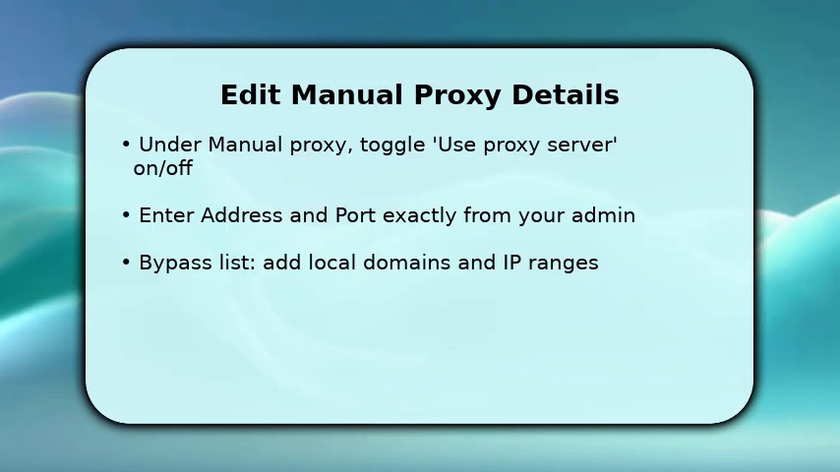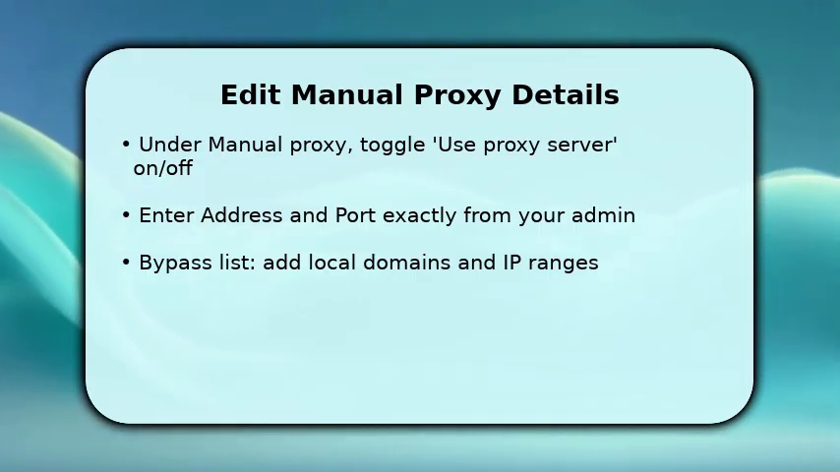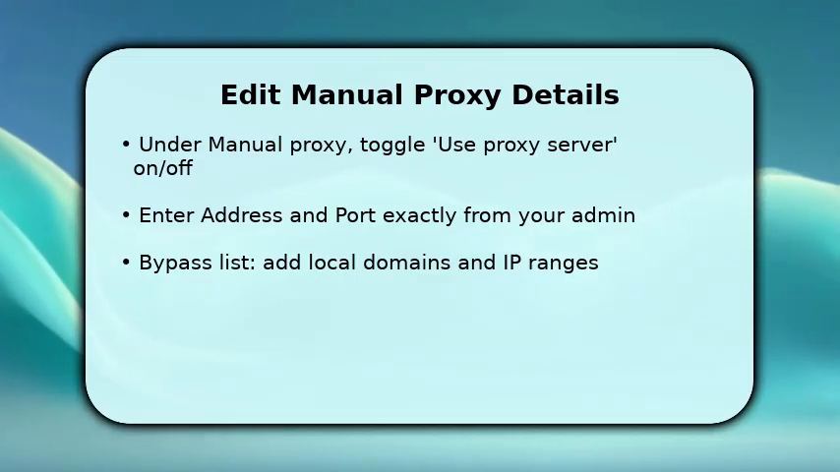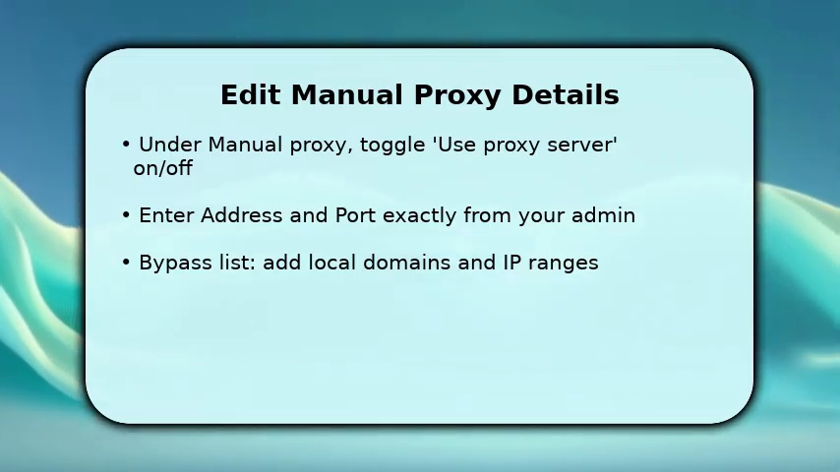Make sure to add local addresses and IP ranges to the bypass list so internal resources aren't routed through the proxy. Once configured, click Save and then run a quick browser test. This verifies that DNS and routing behave as expected after your edits.